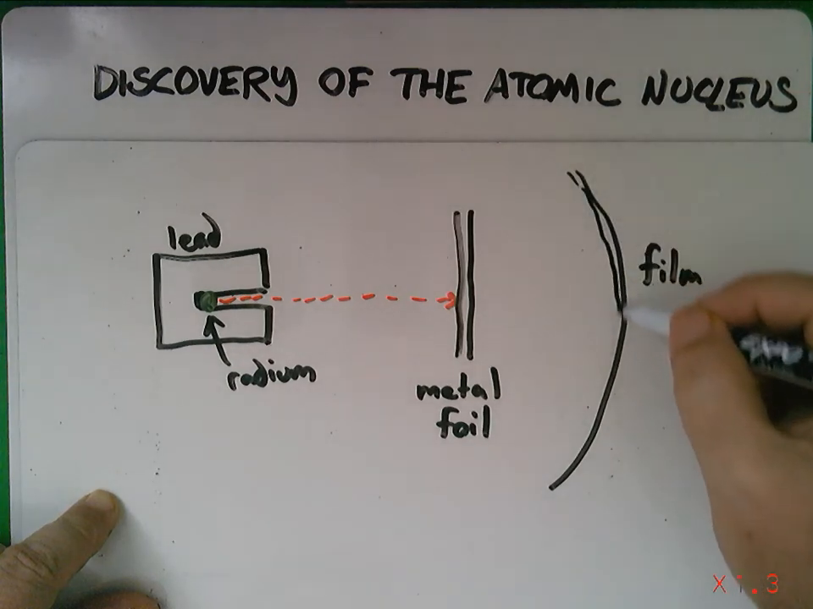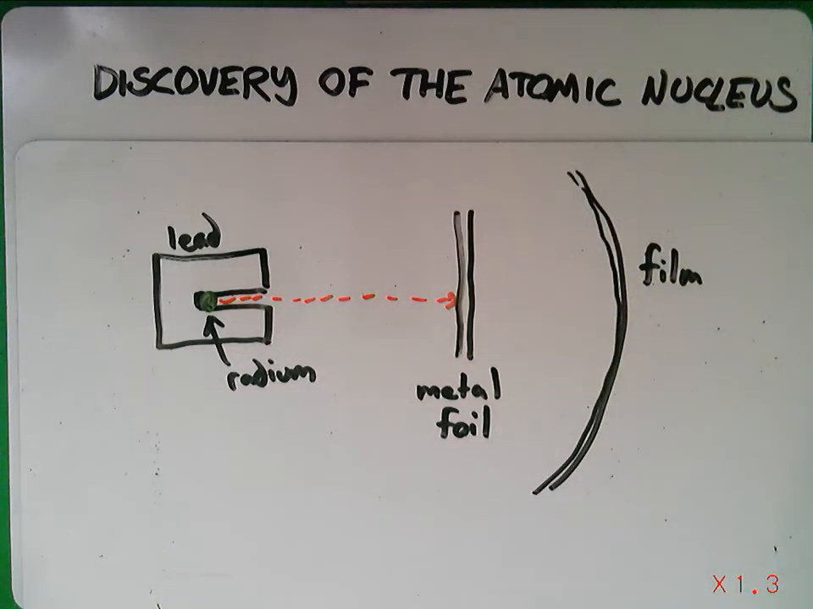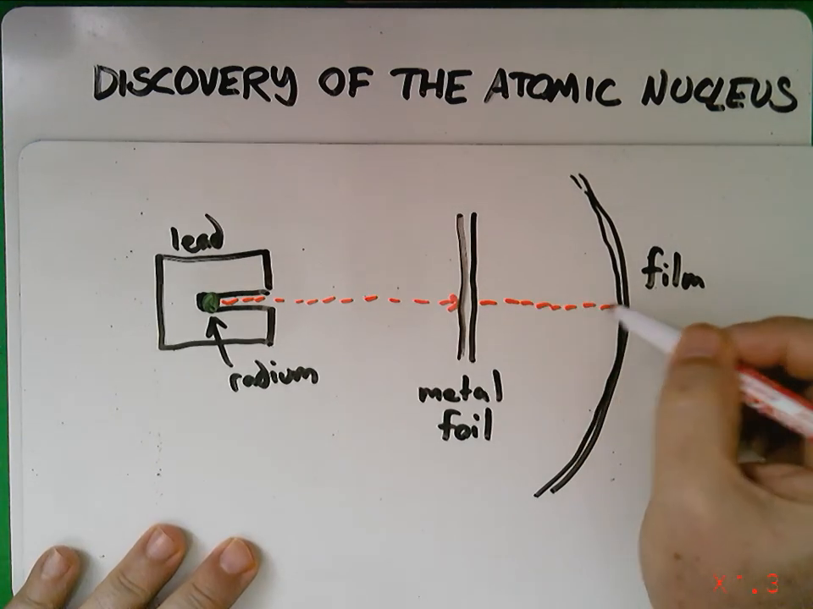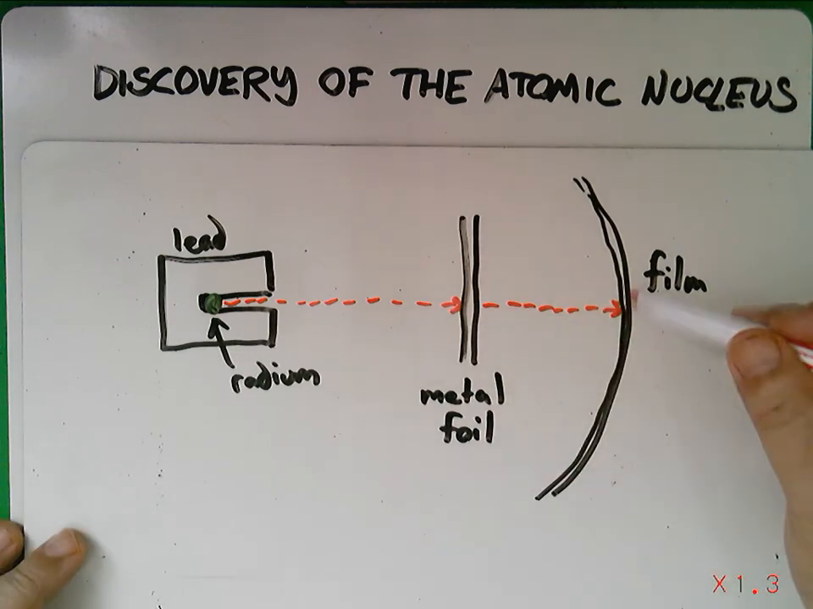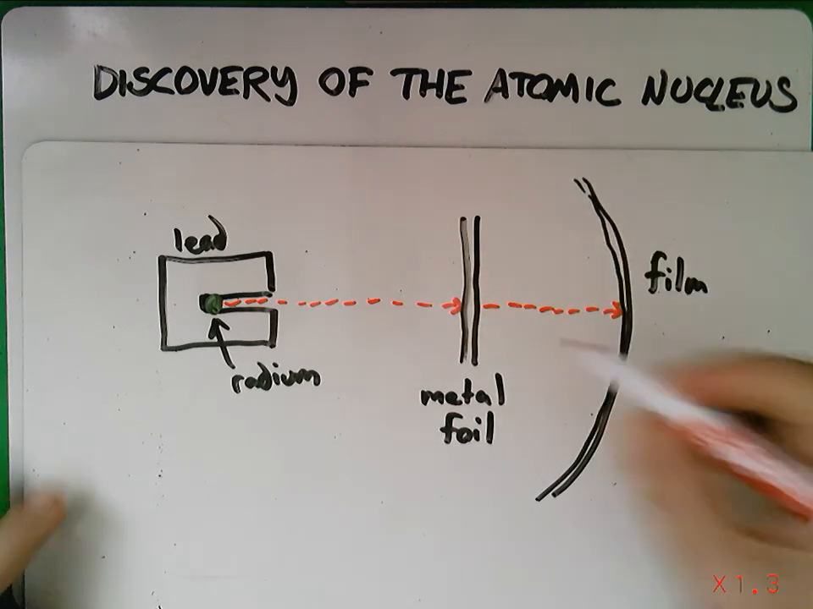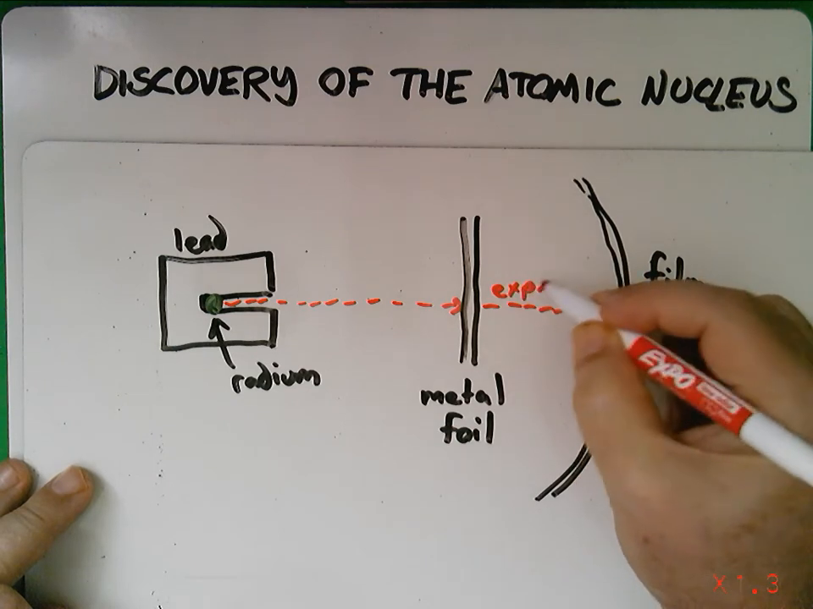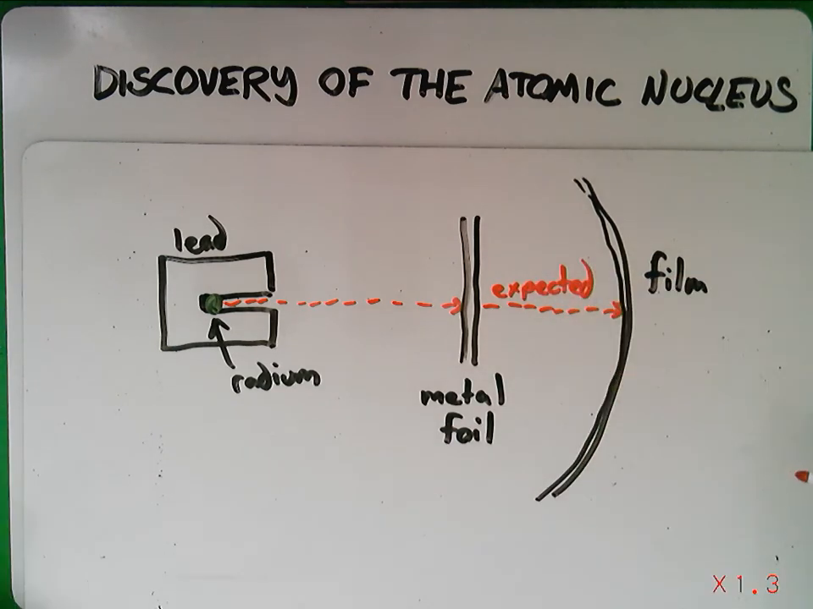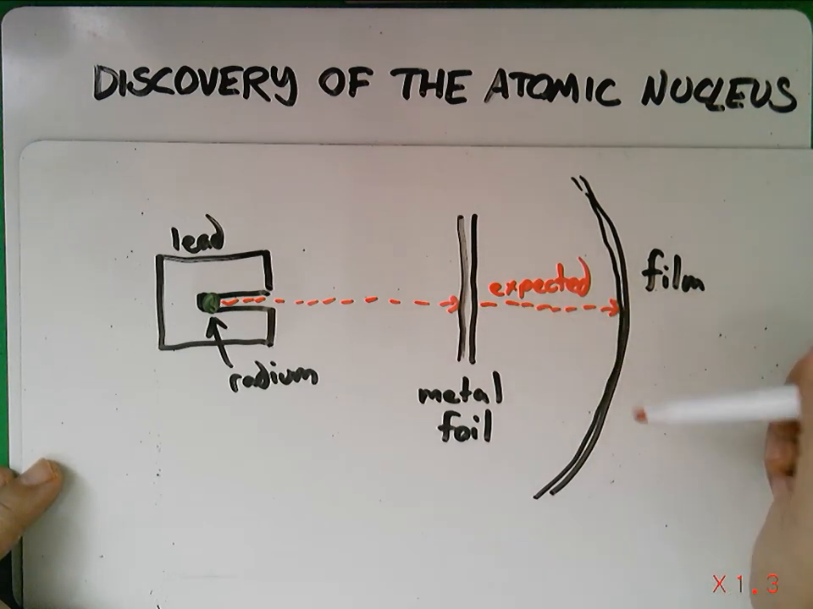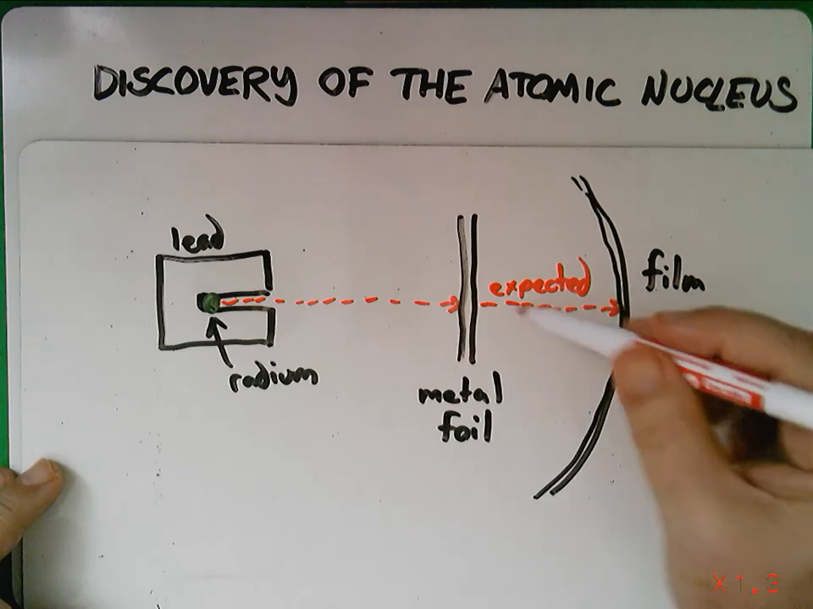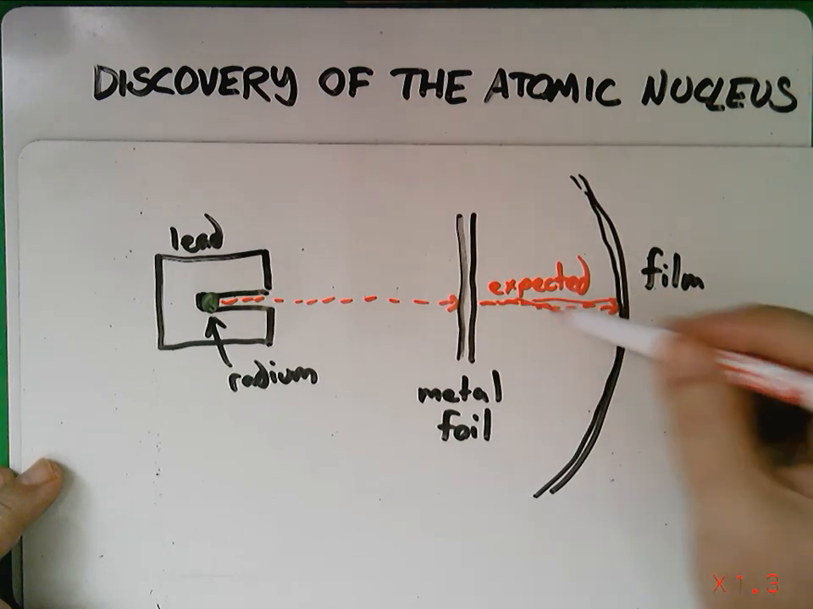Because when an alpha particle strikes film, it will expose the film, remember? And it'll leave a little spot. So here's what he was expecting. He would expect that the beam would pretty much go through the foil and punch right through if it was plum pudding. And it might, since the plum pudding atoms would swerve a couple of the alpha particles just a bit, fan out just a little.